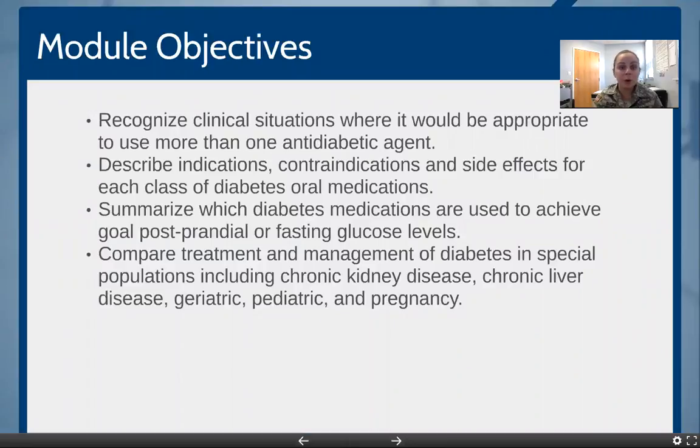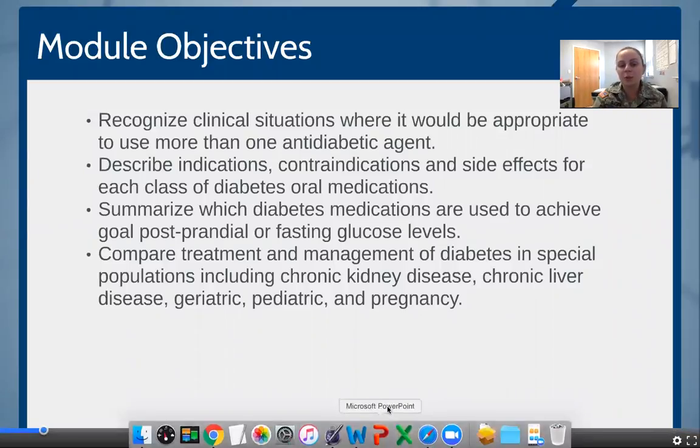So to start off with, we're going to review our module objectives, which are to recognize clinical situations where it would be appropriate to use more than one anti-diabetic agent, to describe indications, contraindications, and side effects for each class of diabetes oral medications, to summarize which diabetes medications are used to achieve goal postprandial or fasting glucose levels, and to compare treatment and management of diabetes in special populations, including chronic kidney disease, chronic liver disease, geriatric, pediatric, and pregnant patients.